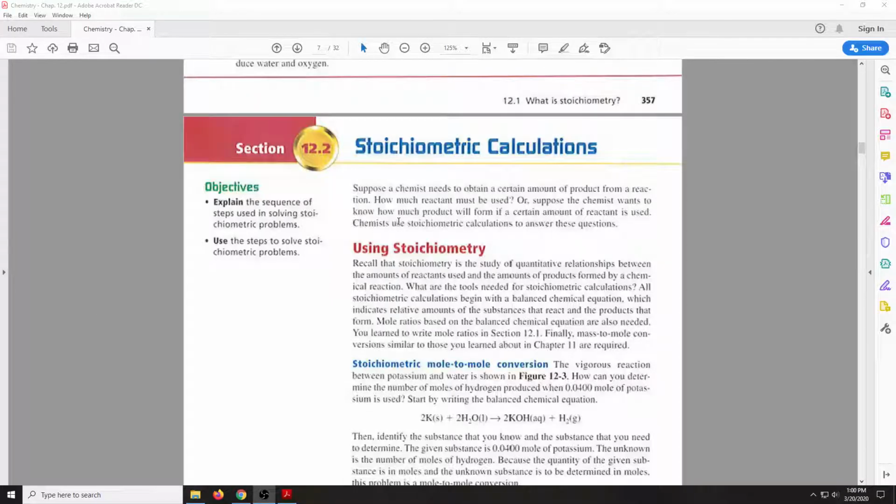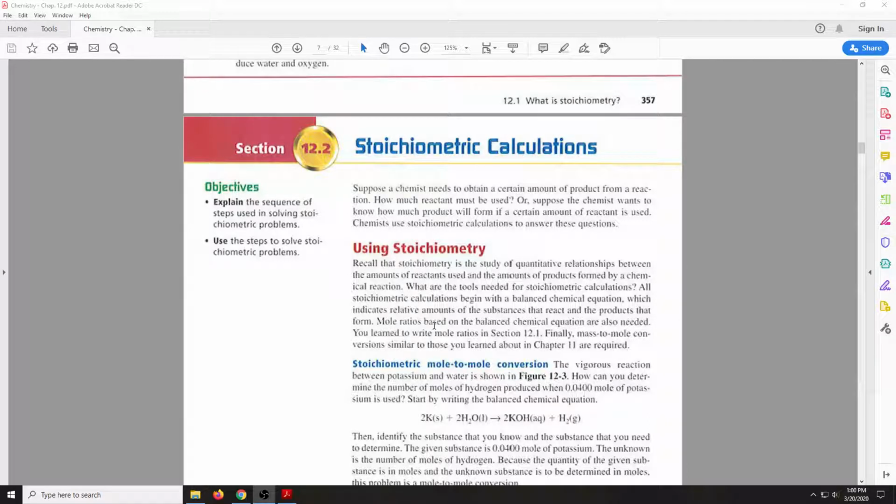Hello, and welcome to 12.2, Stoichiometric Calculations. So now we're actually going to start doing the math behind it. Remember, 12.1 didn't really introduce anything new. It's just redoing stuff that we've learned in previous chapters. Even this isn't really new stuff, we're just putting it in a way that you might not be familiar with.